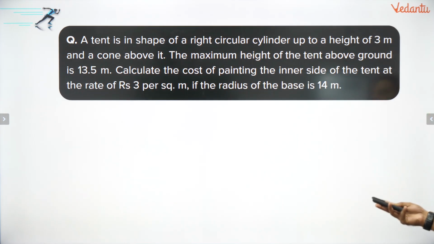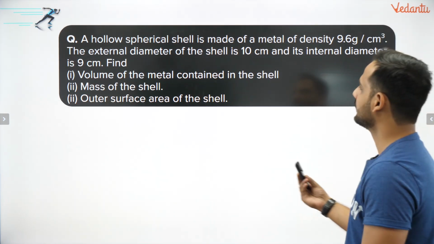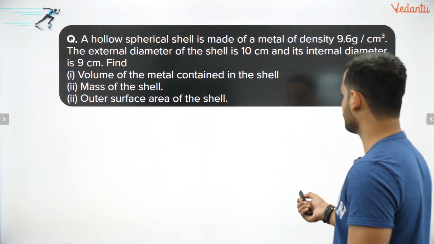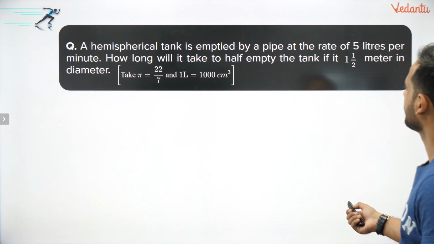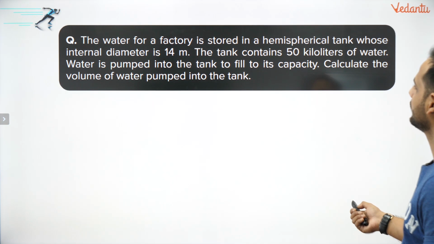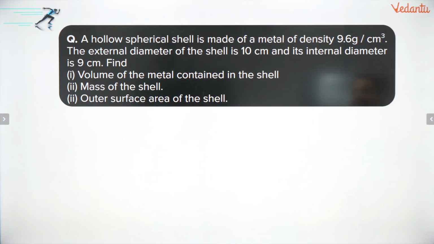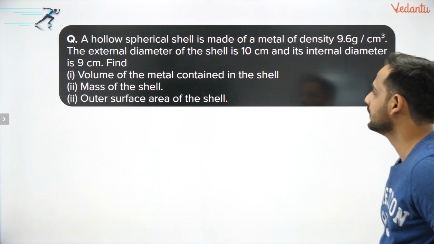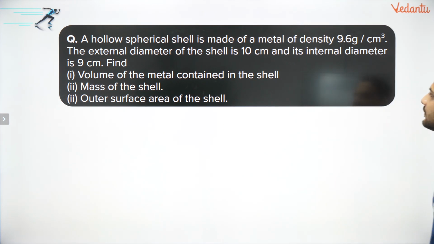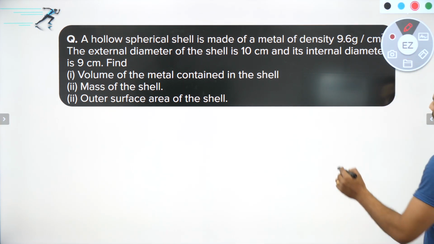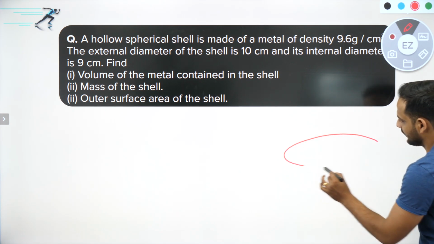The next question we have is this. A hollow spherical shell is made up of a metal of density 9.6 gram per centimeter cube. The external diameter of the shell is 10 centimeter and the internal diameter of the shell is 9 centimeter. That means what they are telling you is that you have a shell, a hemispherical shell.